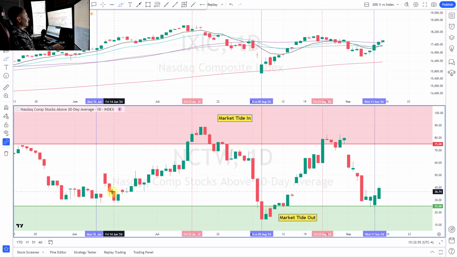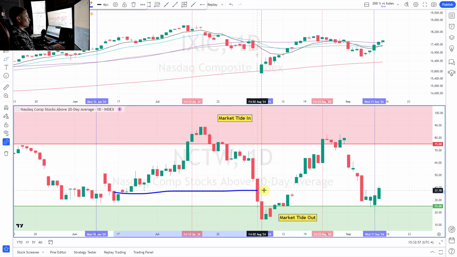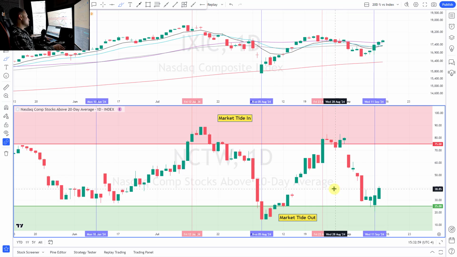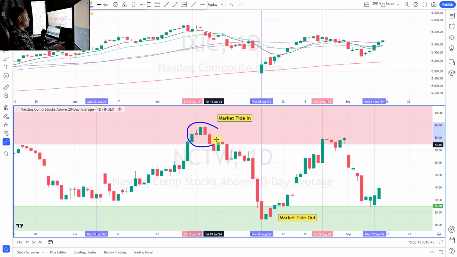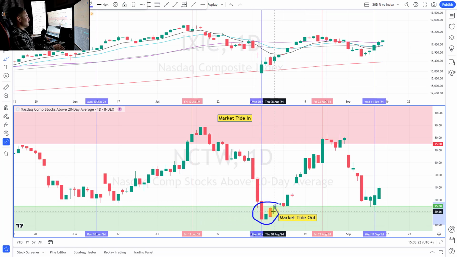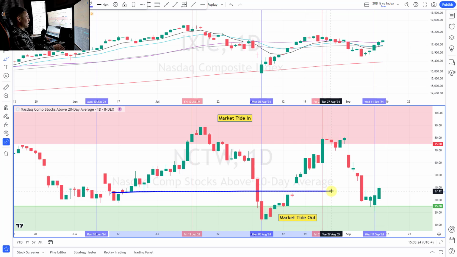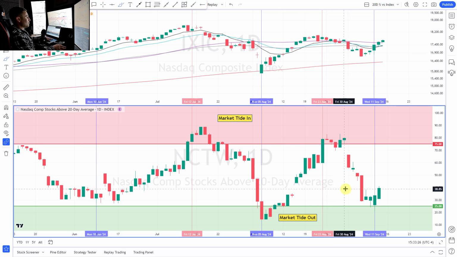Now what is that? That is the percentage of those NASDAQ Composite stocks above their 20-day moving average. The readings here are in percentages. This is 75% and 25%. They are going to be the overbought readings up here and the oversold readings down here. So what does it mean when it's overbought? It means over 75% of NASDAQ Composite stocks are above their 20-day moving average. Conversely, oversold is when there is less than 25% of NASDAQ Composite stocks above their 20-day moving average. Now what you will see is the market will mean revert.